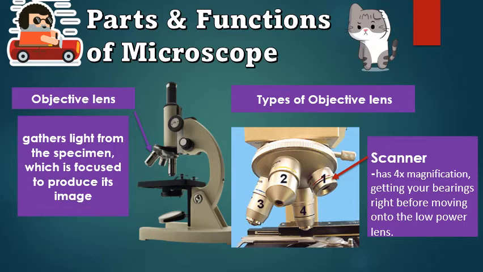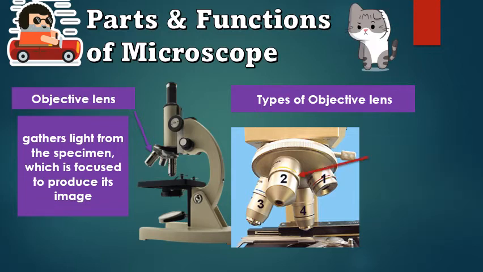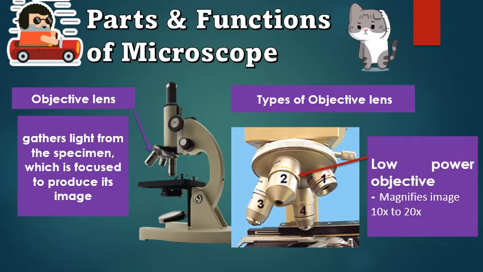Meaning, you will use the scanner first before going to the low power objective, to be able to see the right position on what part of the specimen you are trying to observe. The second one is the low power objective. It usually magnifies the image up to 10 to 20 times. This objective is very useful for viewing specimens that are very fine.